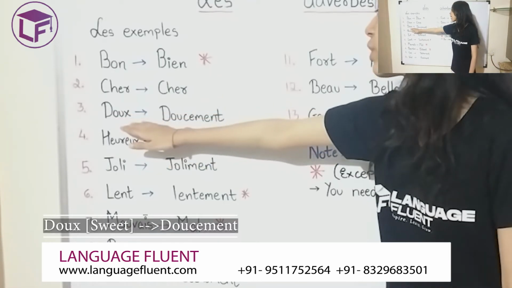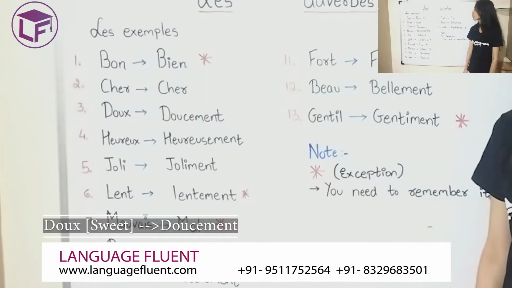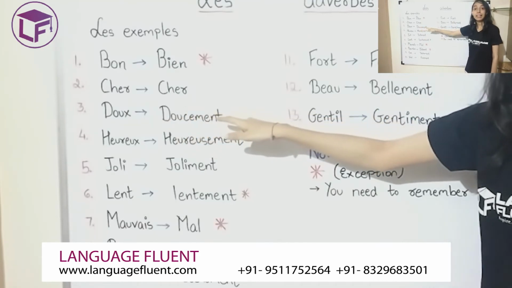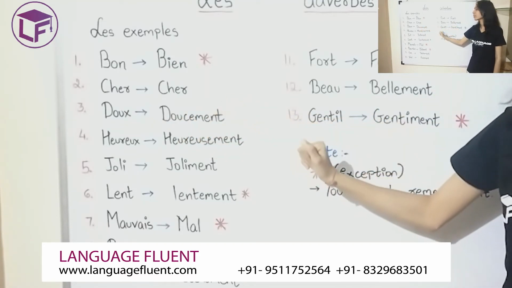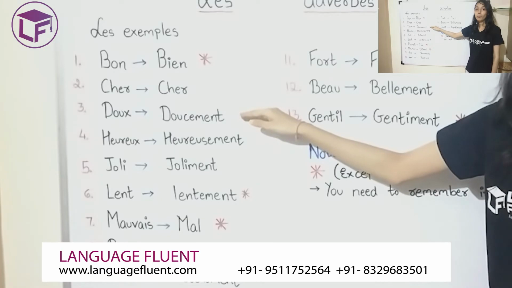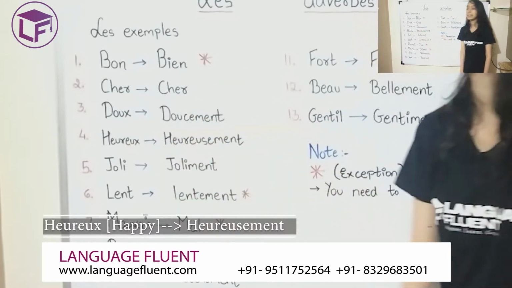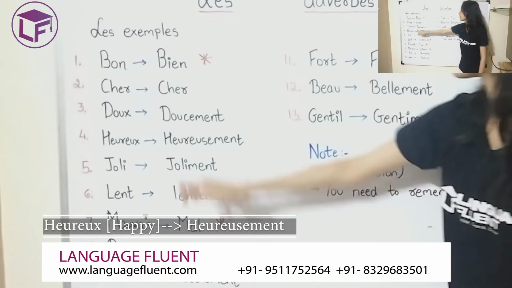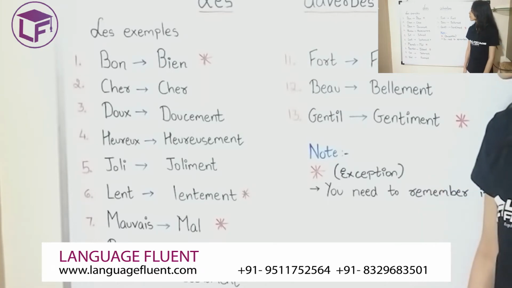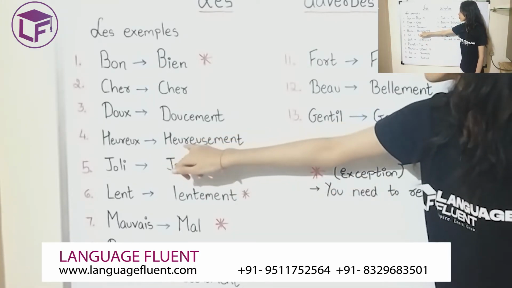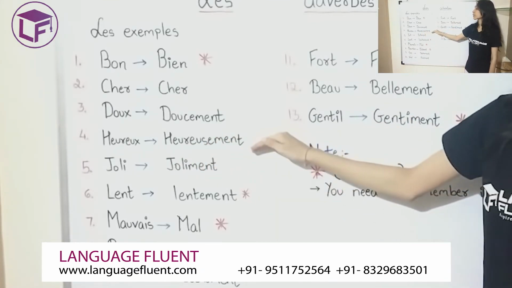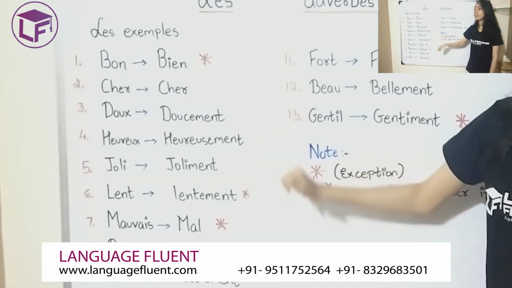Third is doux. So here we have a masculine adjective, so we make it feminine. To make it feminine, we write douce and then we add ment at the end. So doux is sweet and the adverb is doucement. Fourth we have heureux. Heureux is happy. So again this is a masculine adjective. We make it feminine, we write heureuse, and we add ment. So it becomes heureusement. And this is an adverb.